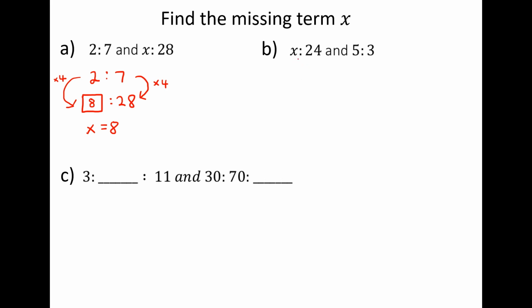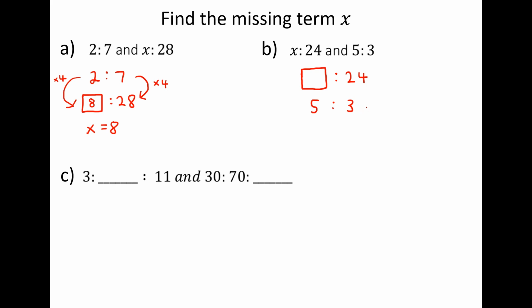Okay, let's move on to example B. I have x to 24 and 5 to 3. Since these are equivalent, I'm simply going to put them right on top of each other. So I have an unknown to 24, which is my x, and then I have 5 to 3.